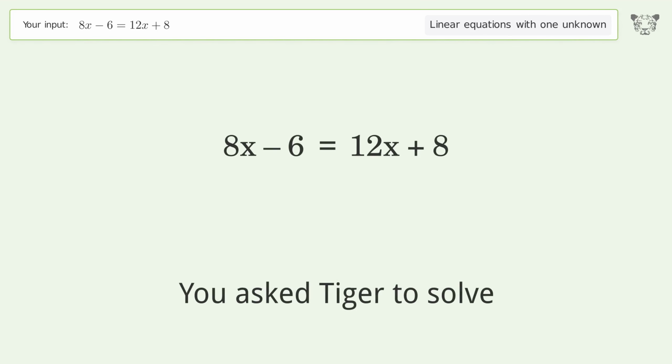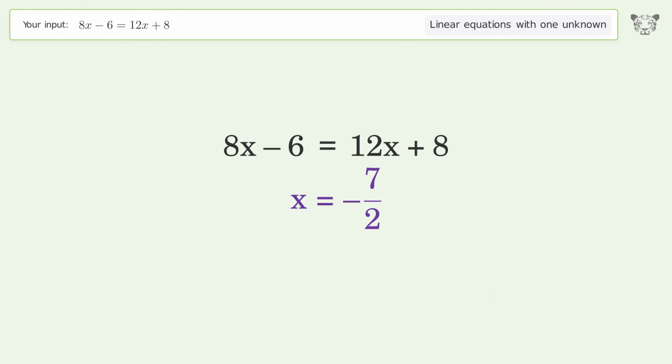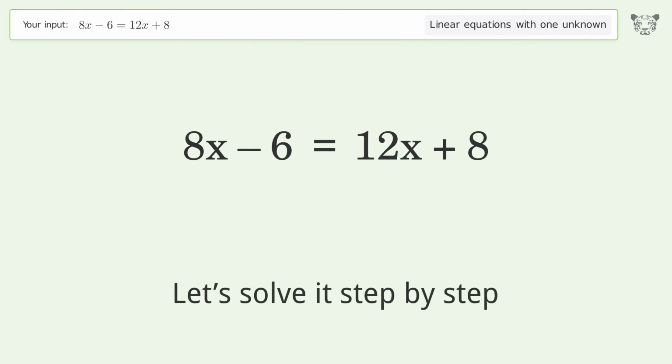You ask Tiger to solve. This deals with linear equations with one unknown. The final result is x equals negative 7 over 2. Let's solve it step by step.